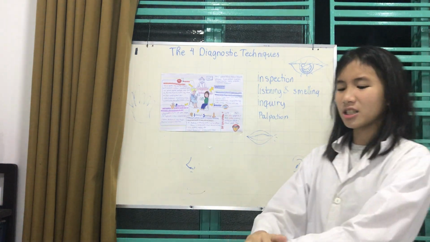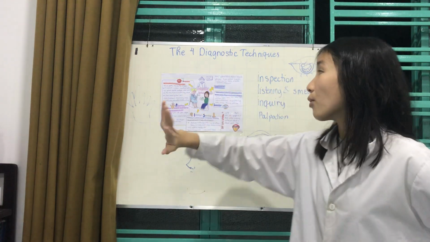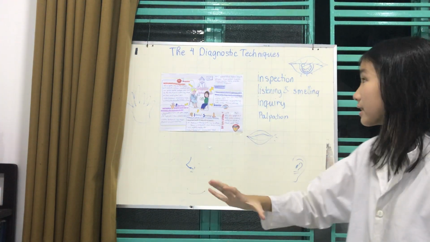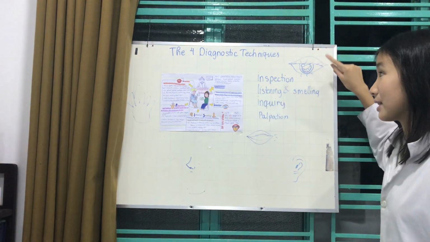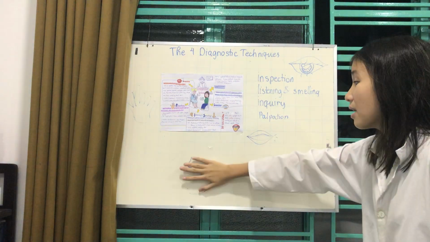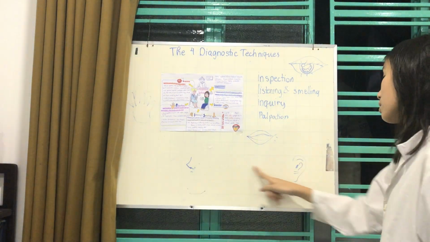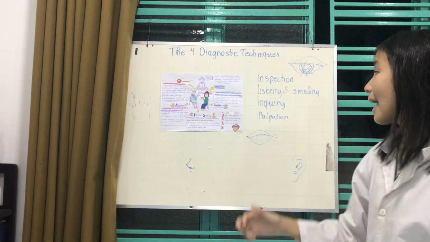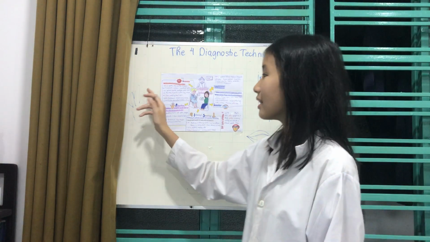Finally, palpation. Palpation is feeling, so using your hand. Now, as you can see from all of this, the doctor uses the 5 senses. We have inspection, which is using the eyes, listening and smelling, which is using the nose and also the ear. Inquiry is using the mouth to ask, and finally palpation is using the hand.